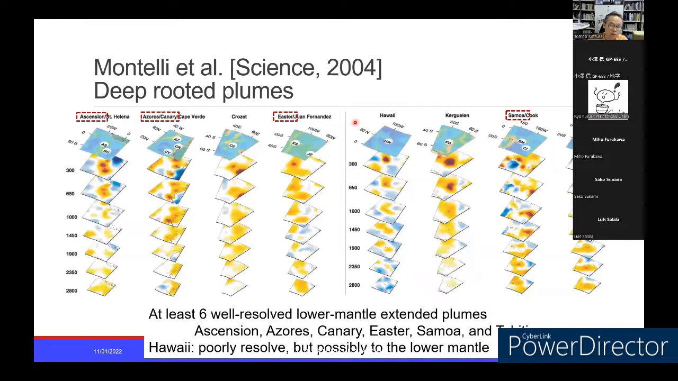Next is Montelli et al. 2004. These studies detect plumes more clearly. This is below the Ascension hotspot in the Atlantic, and this is the Azores and Canary Islands. They detected the mantle plume down to 150 kilometer depth. In Easter, the low temperature, low velocity region seems to continue more, and Hawaii seems to continue to 1900 kilometers, and in the case of Samoa or the South Pacific hotspot, it seems to continue to the core-mantle boundary.